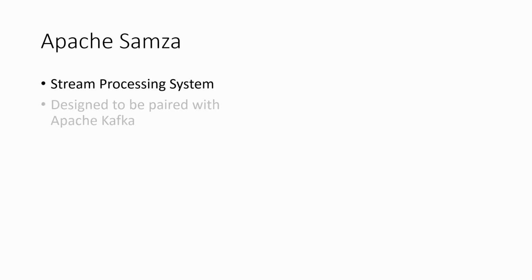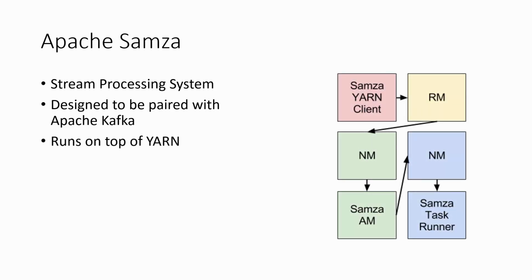So Kafka is only one part of the stream processing solution. The other part is Apache Samza. Now, Samza is an actual stream processing system, unlike Kafka, which is just a messaging publish-subscribe system. Samza is designed to be paired with Apache Kafka, and it runs on top of Yarn. If you remember our discussion on Yarn in the cloud computing course, basically what that means is that you run some sort of Samza Yarn client, which then interacts with the Yarn cluster's resource manager and node managers, and then is able to run individual Samza tasks in the cluster.